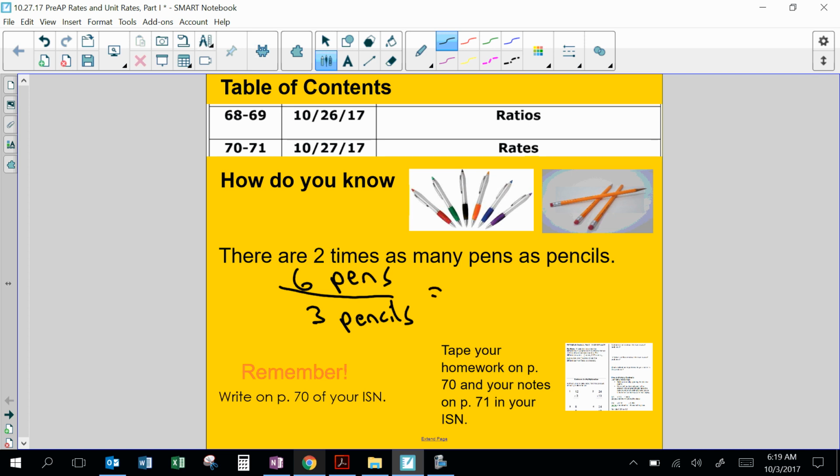Another way I could do it is if I simplify 6 and 3 by 3, I get 2 to 1. There's a 2 to 1 ratio of pens to pencils. So there are twice as many pens as pencils.